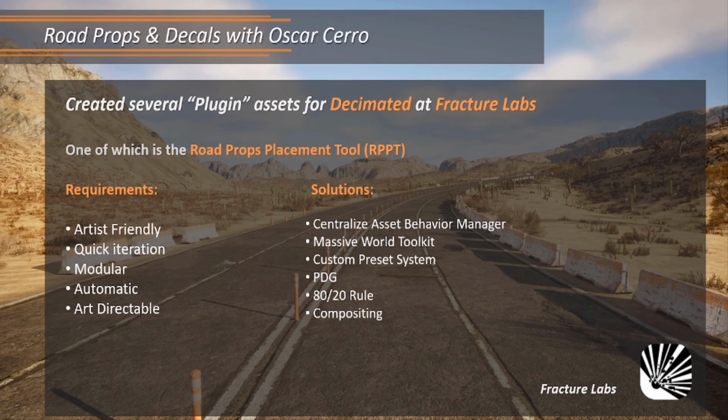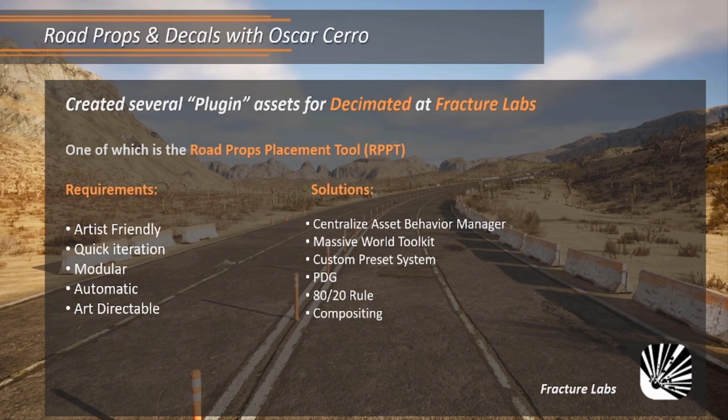First of all, we isolated all art-relevant parameters into one centralized location, in this case the Unreal data table. The Massive Worlds Toolkit allowed flexibility to any change that the team introduced into the data. This could be from the terrain, the road network, or even the assets that they were using. For automation, PDG took care of recomputing everything, and for modularity, we created a custom preset system that I'm going to explain later on in this presentation.